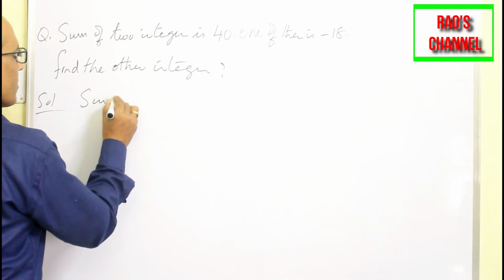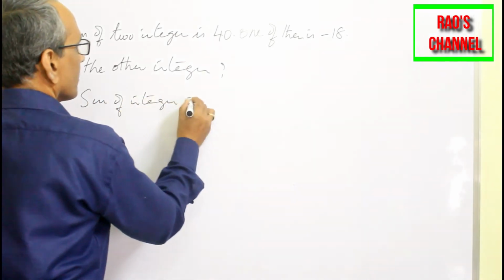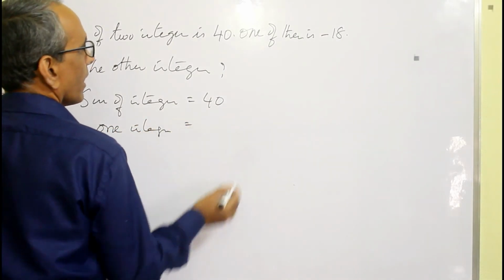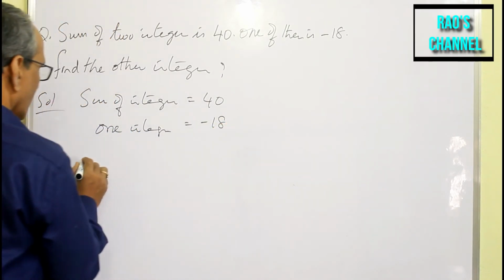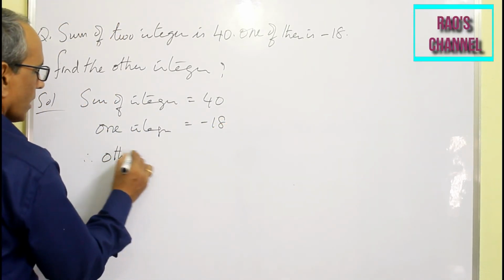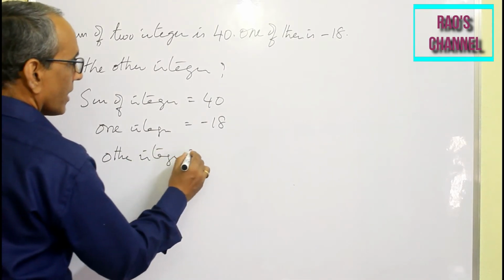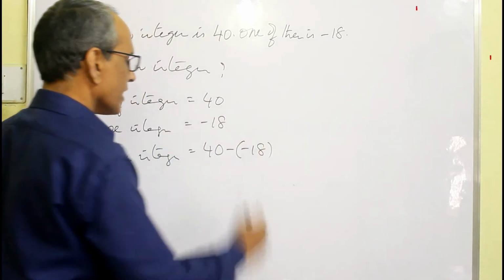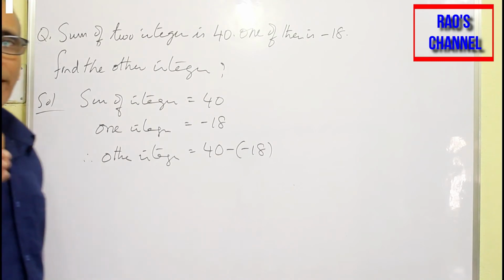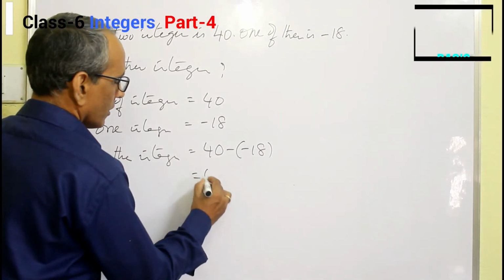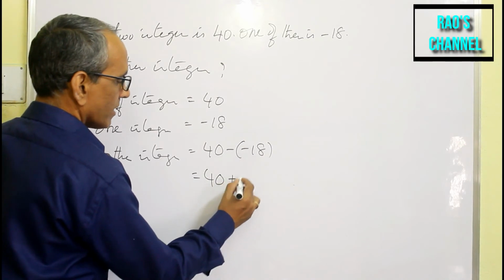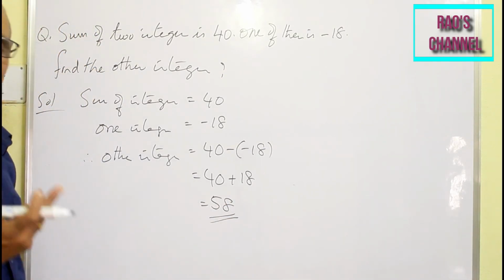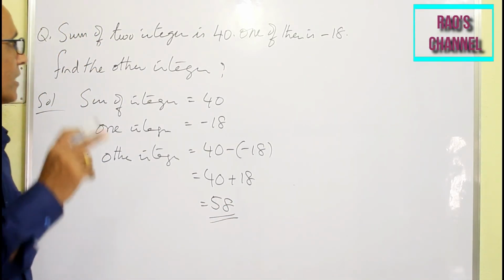Sum of integers 40. One integer is equal to minus 18. Therefore, the other integer is the difference of these two. That is 40 minus 18. So you must use the bracket concept here. You know, this is 40 like, so plus 18. 58 is the other integer.